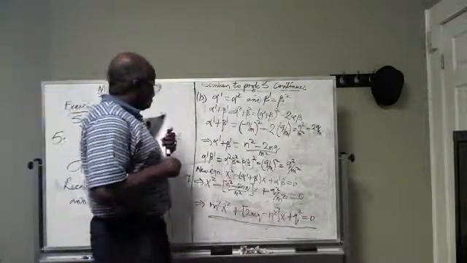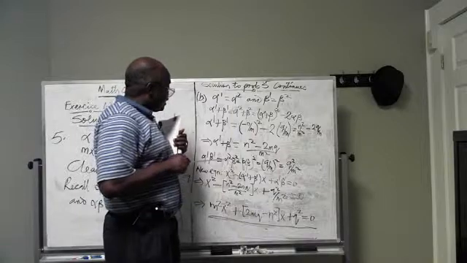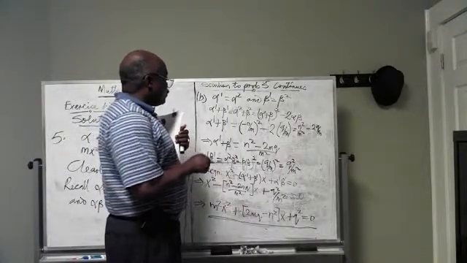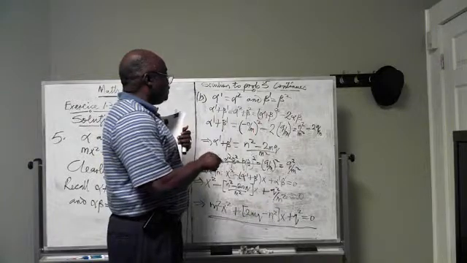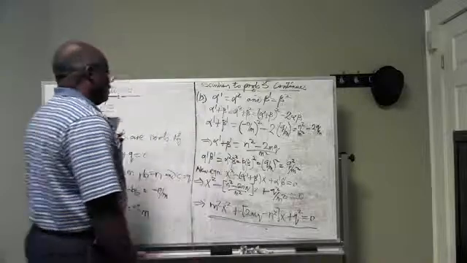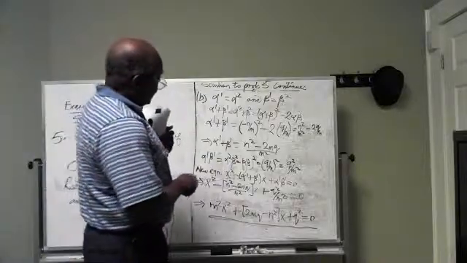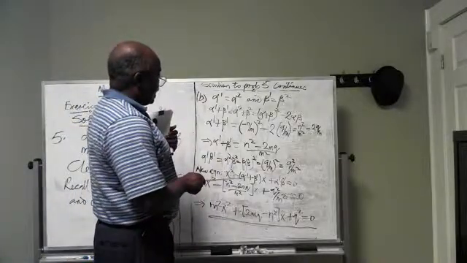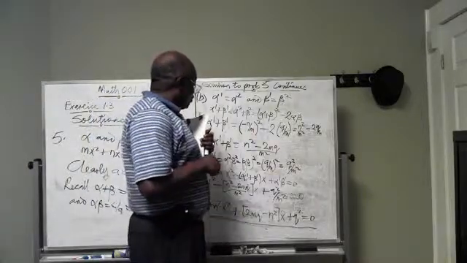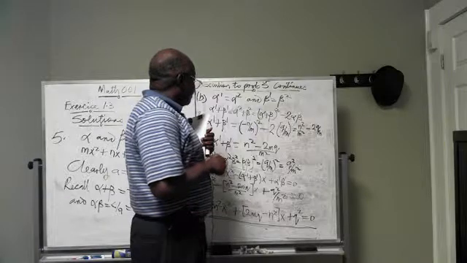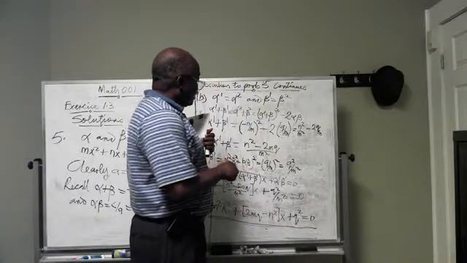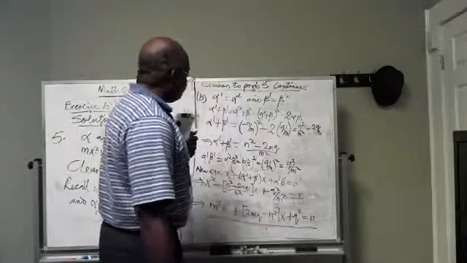Now alpha prime beta prime equals alpha squared beta squared, which is equal to alpha beta all squared, which is equal to q over m all squared, which is equal to q squared over m squared. And our new equation is given by x squared minus alpha prime plus beta prime into x plus alpha prime beta prime equals 0.